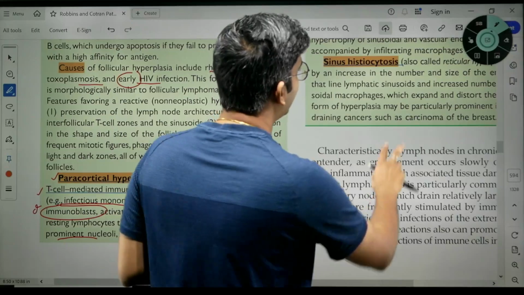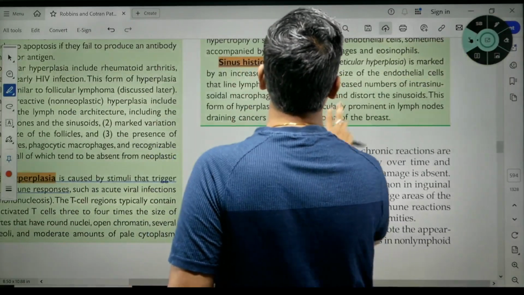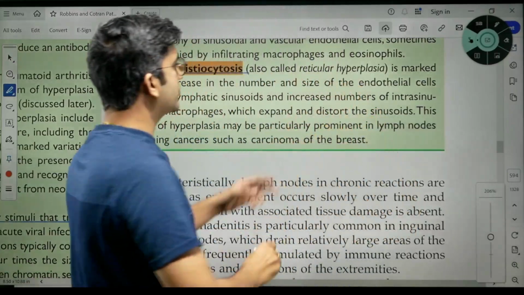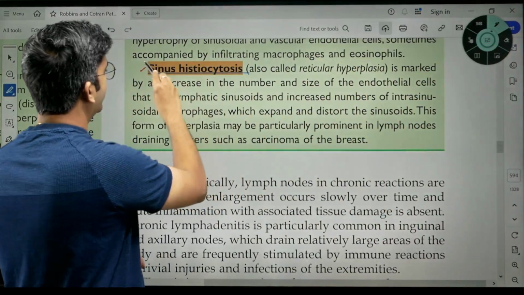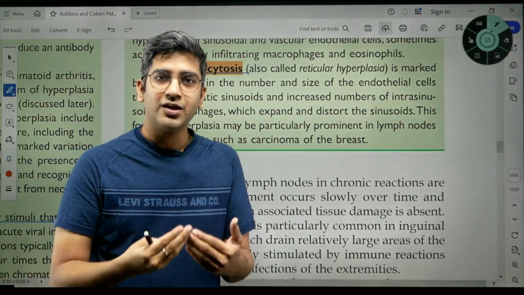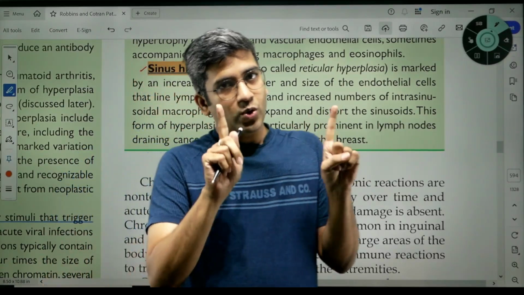Okay, the third is very interesting and is important for us to understand as well, fine. Let's pull this one here, called sinus histiocytosis, or the older name, reticular hyperplasia, right? I would say the newer name is more important for us, sinus histiocytosis, that's how we report; reticular hyperplasia is the older name for it, right? It's simple. Let's go back to what the sinus was.